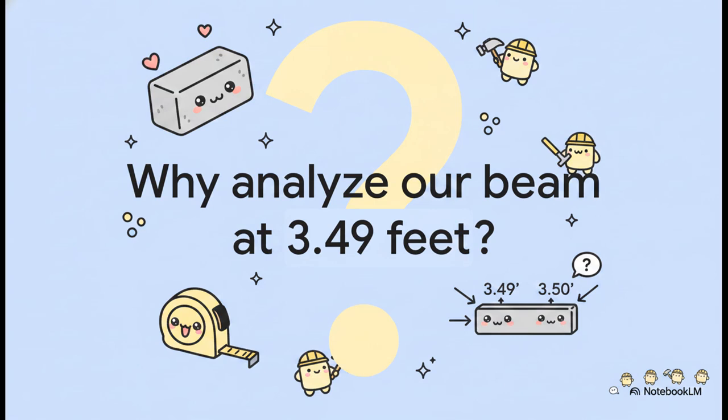A rigorous design analysis obviously requires us to verify the beam's capacity right at the 3.5-foot mark, where that first heavy point load strikes. But when setting up the software, an engineer makes a highly specific, seemingly bizarre choice. They choose to analyze the beam at exactly 3.49 feet. Why on earth would you stop just a tiny fraction of an inch short of the 3.5-foot target?